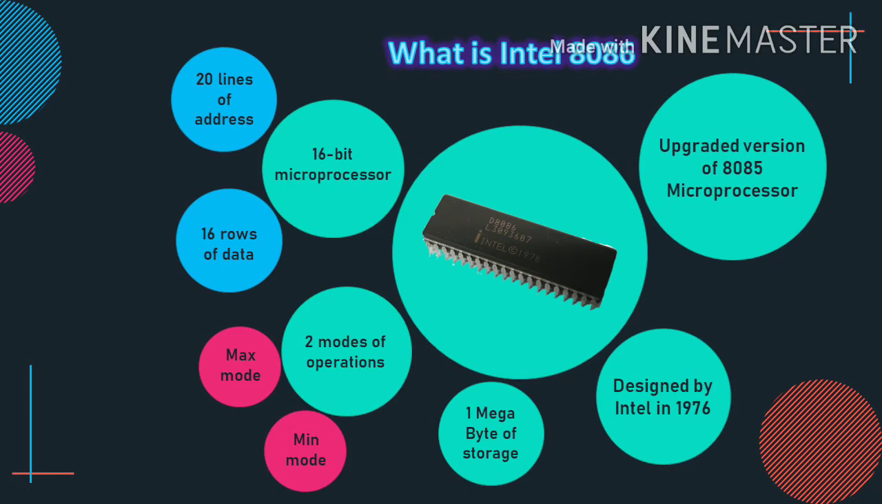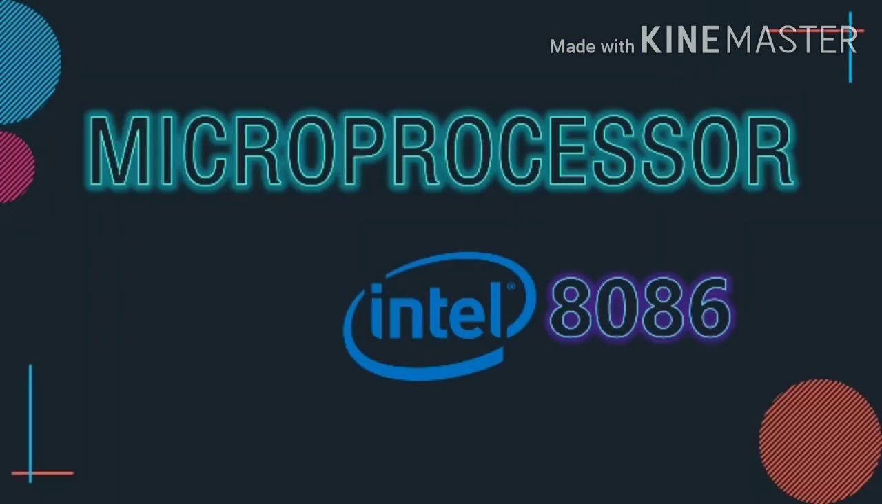Two modes of operation are supported by the 8086 microprocessor, which are maximum mode and minimum mode. Maximum mode is used when the system has multiple processors, while minimum mode is used when the system is having only a single processor. Now, we will look at the features of Intel 8086.